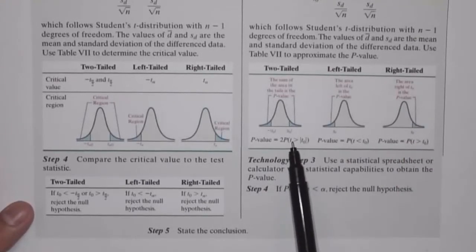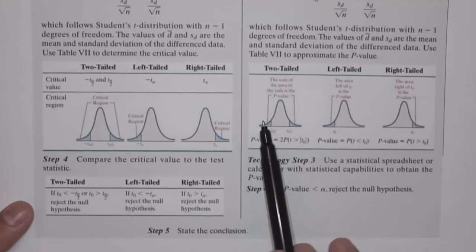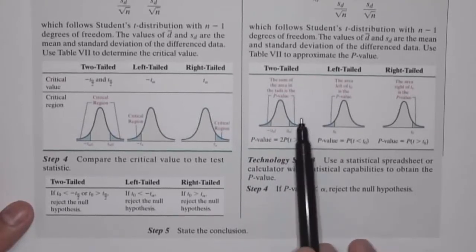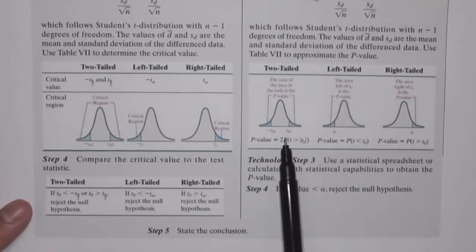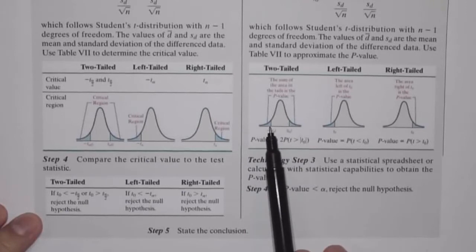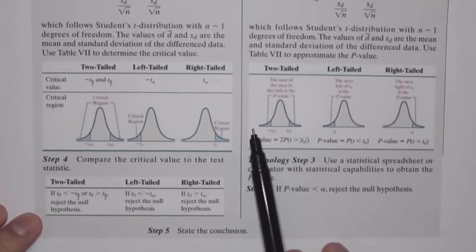So the p-value would be, if we have a two-tailed test, then this test statistic's either going to be negative or it's going to be positive. We're going to use it and its opposite. So one of those values will be negative, one will be positive. The area on the outside of the two tails will be the p-value.